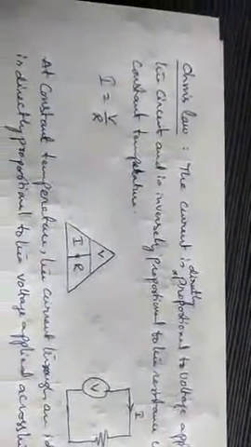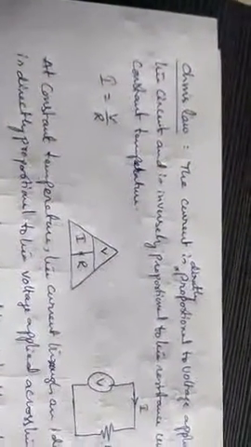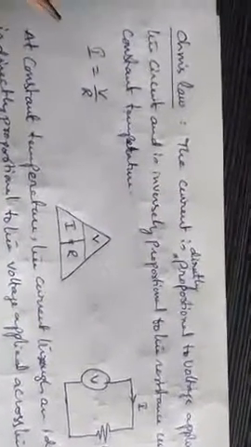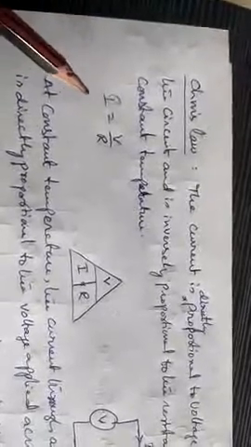Now we left Ohm's law. Just now I showed you Ohm's law. The current in any conductor is directly proportional to the voltage applied to the circuit, and it is inversely proportional to the resistance under constant temperature. That we have written, I is directly proportional to V and I is inversely proportional to R. If you combine, I equal to V by R.